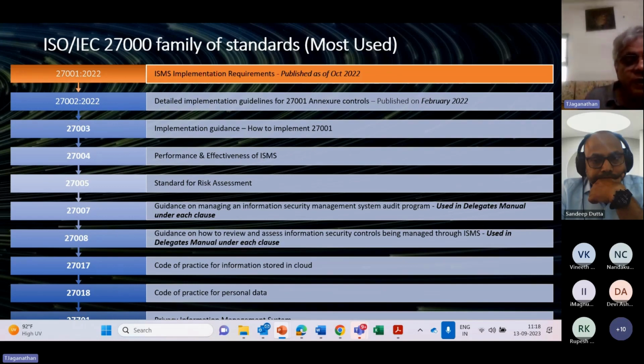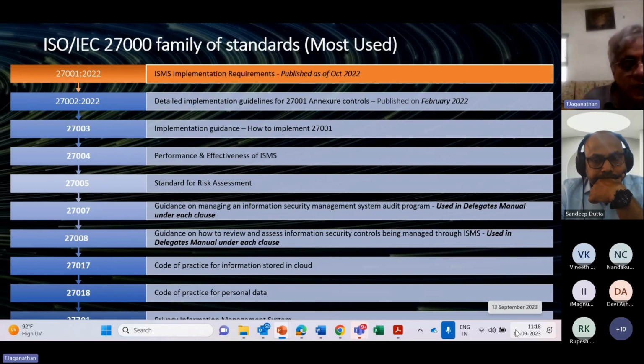Personal data, then it is 27018. Certain additional personal data controls are there. 27701, the last one, is about privacy management. This is only information security management.